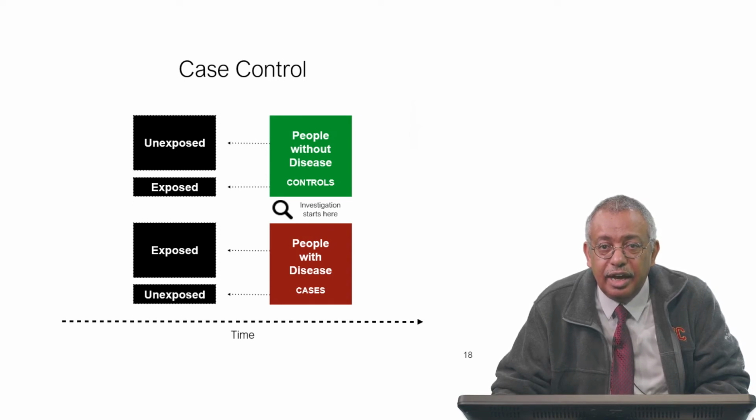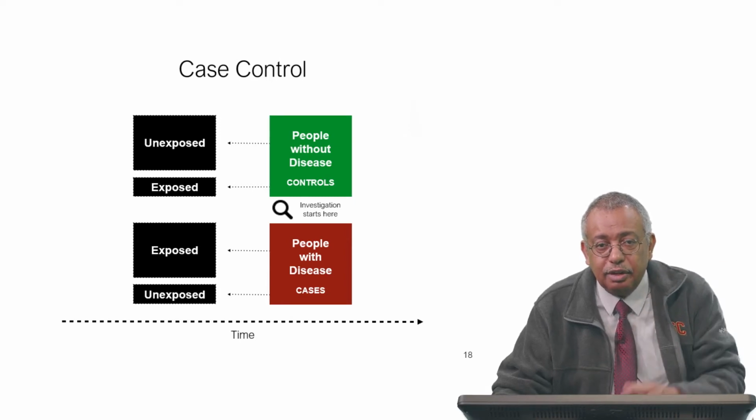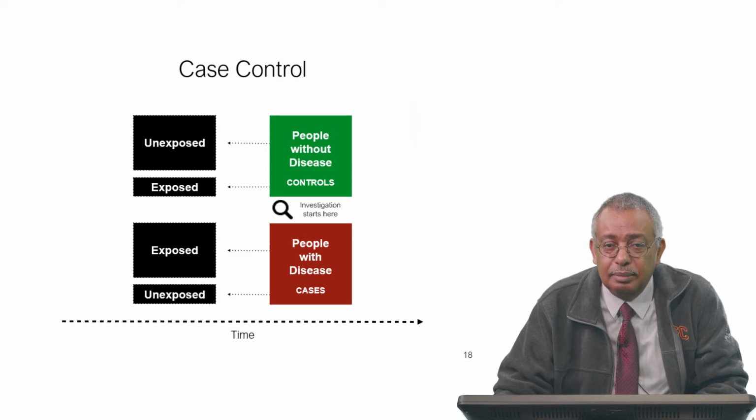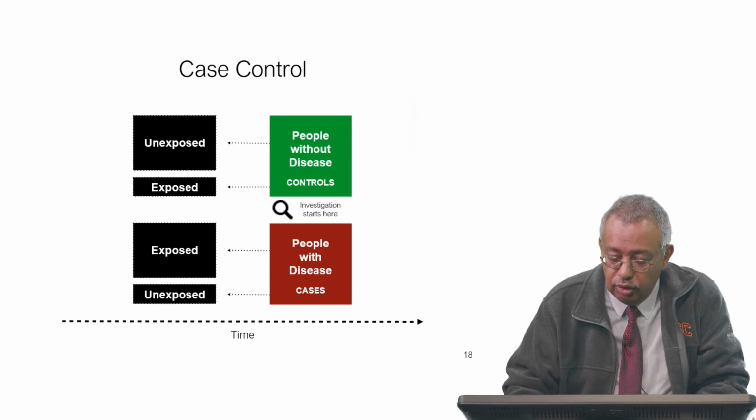Basically, you're starting from the outcome side, and then you're moving backward. Even though time always marches forward from the left-hand side to the right-hand side, the investigation is actually backwards. And therefore you're establishing the facts in terms of what happened based on whether someone was a case or a control.